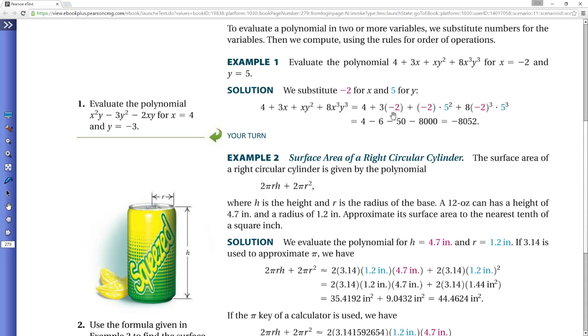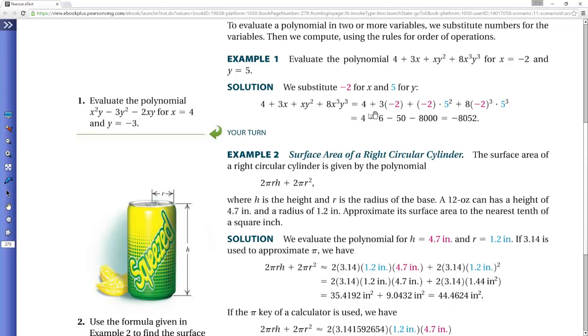So here's where x was. We put in -2, and they just went blue with 5. I would put that 5 in parentheses with a squared around it, or to the 2 power, and so on. Remember order of operations issues, and then you can evaluate this. In this case, it ends up to be -8,052. They give us an example.